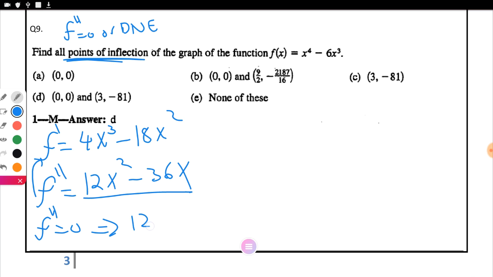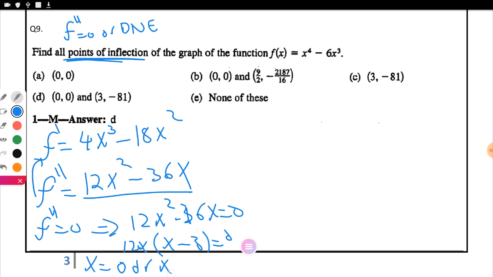This implies 12x^2 minus 36x equals 0. Take 12x as a common factor, it will be x times (x minus 3) equals 0. So x equals 0 or x equals 3. Maybe any one of them or both of them are inflection points. These numbers, maybe they will be inflection points. How to identify this? By checking the concavity. How to check the concavity? By using what? The second derivative.